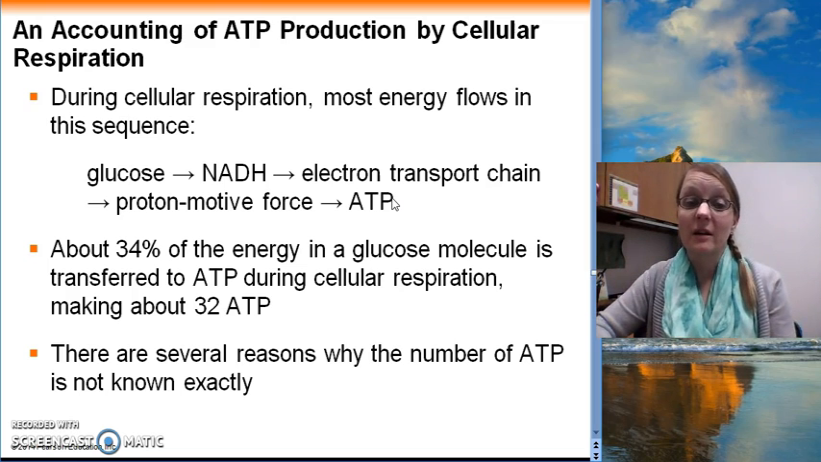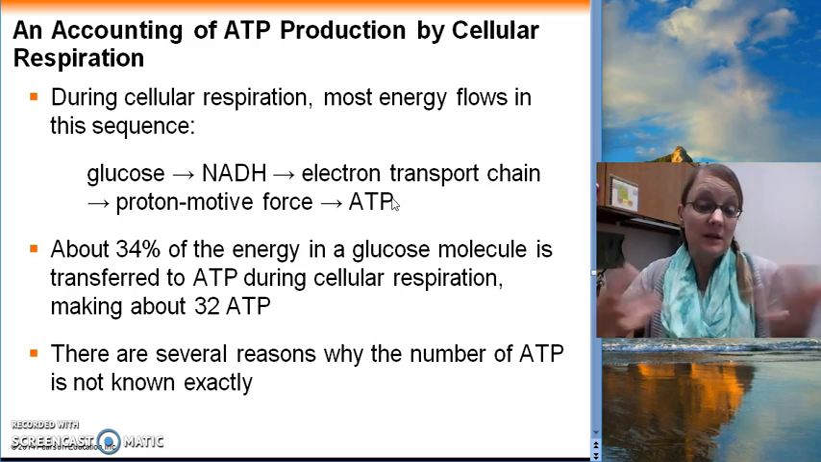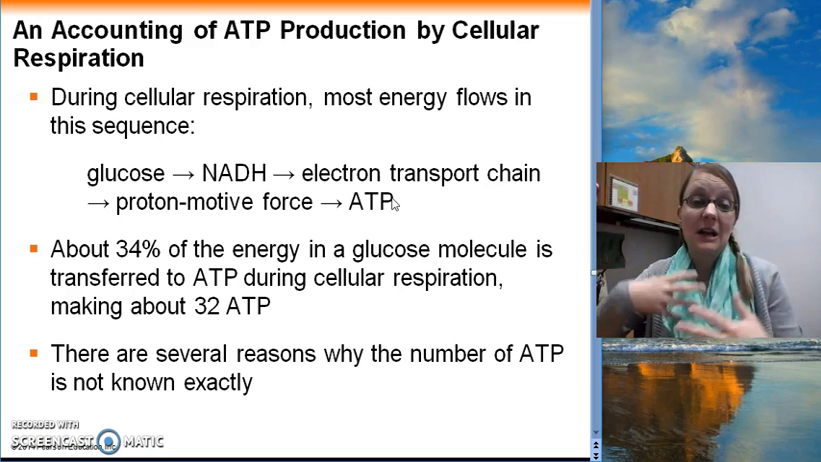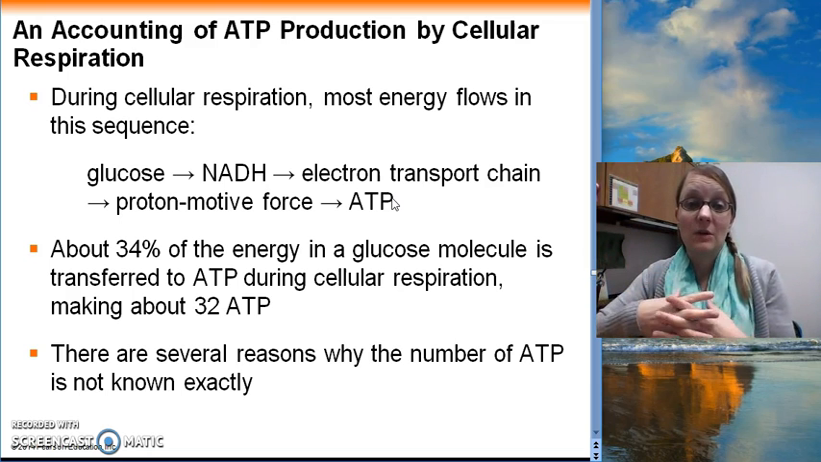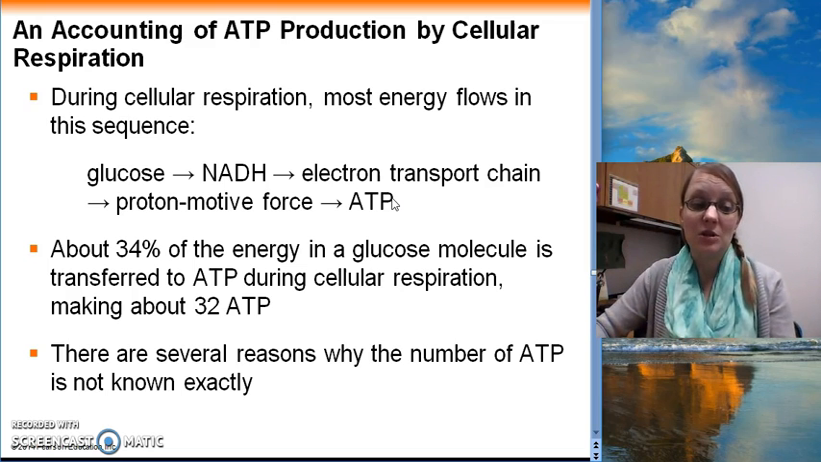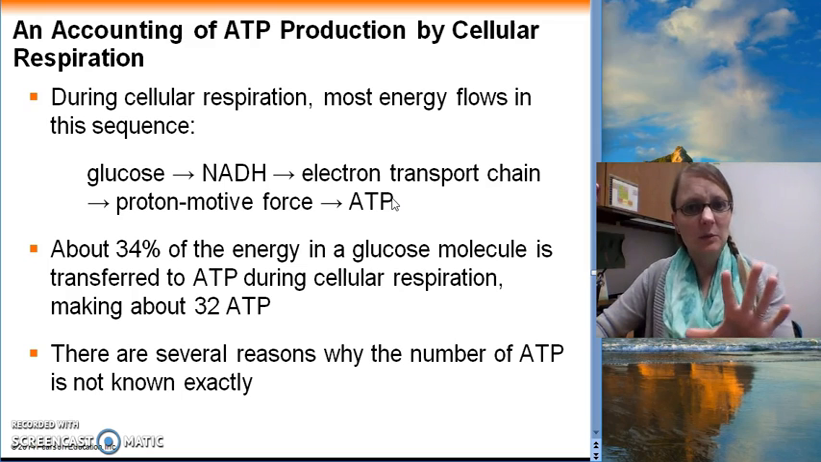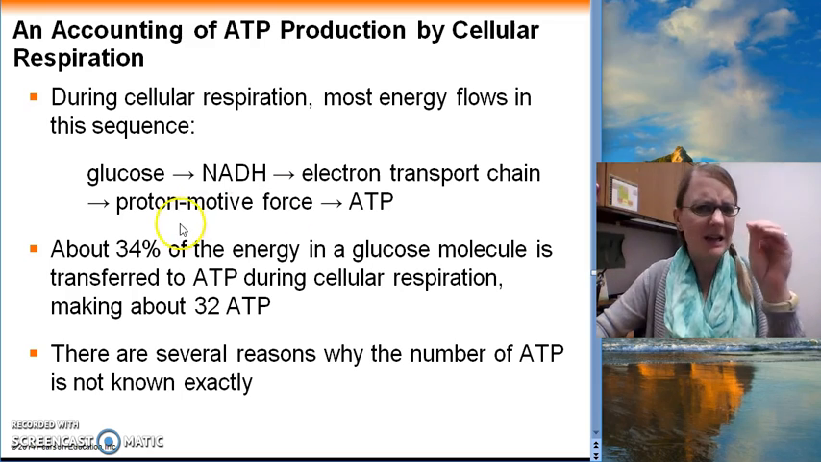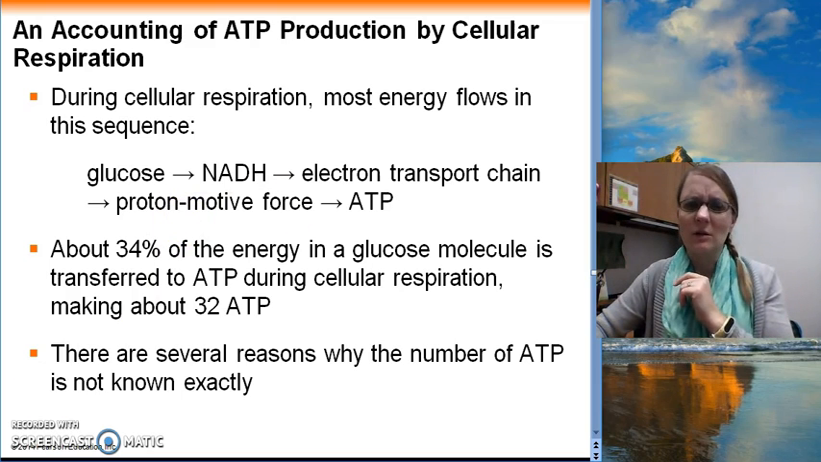The engine gets really hot in a car. And the same thing happens for our cells and for our bodies, right? As we go through cellular respiration, we inadvertently produce that heat. This is what helps us maintain body temperature. Now, in the next video, I'll talk about accounting a little bit more. So why is it that we can't exactly pinpoint how many ATPs are produced from one glucose molecule?